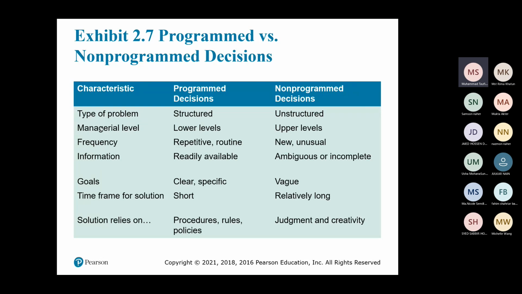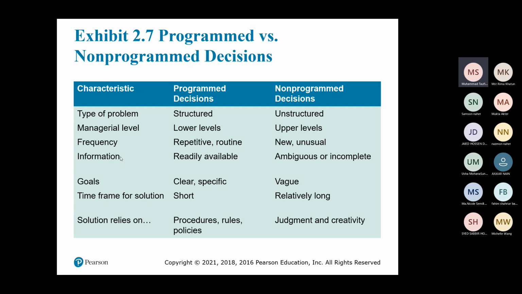And then the managerial level is very low for program decision, because you already know what to do, so you don't have to manage the problem. It can be solved by the employee directly. But non-program decision will involve the upper level of management, meaning middle or top management will be involved in this decision. And then the frequency for program decision is very repetitive and routine, while non-program decision is new and unusual.